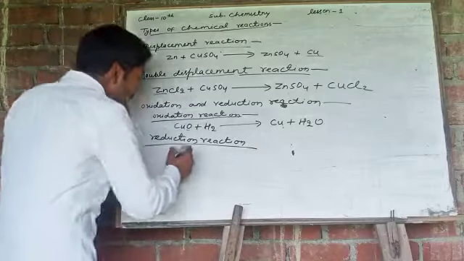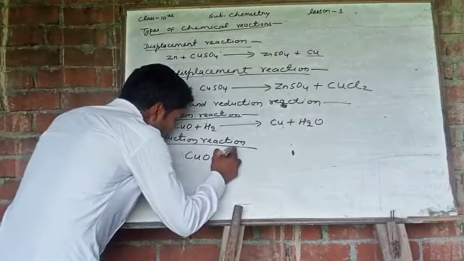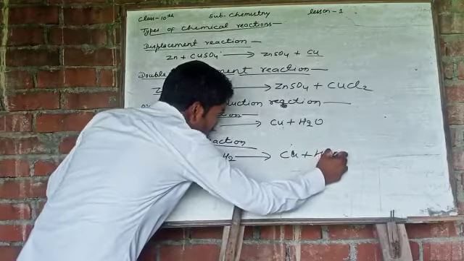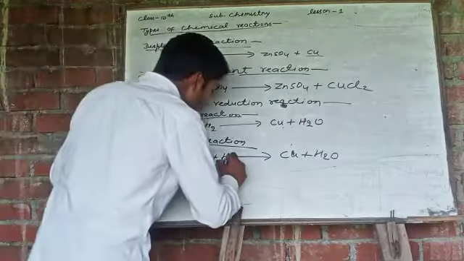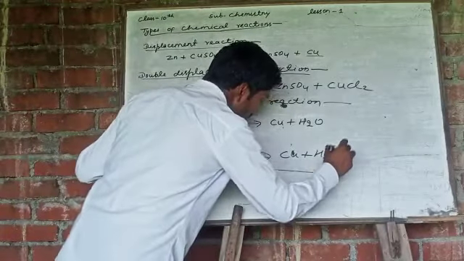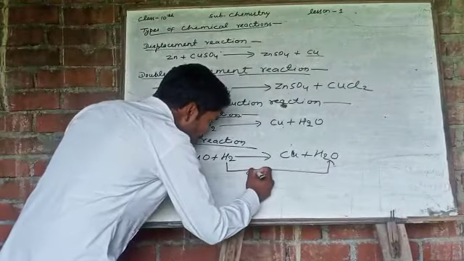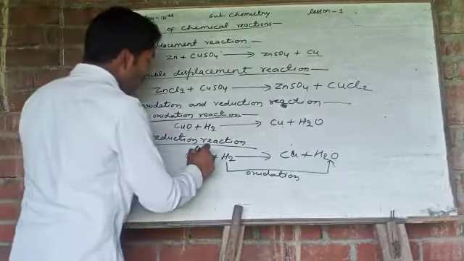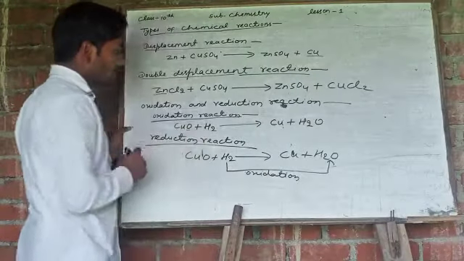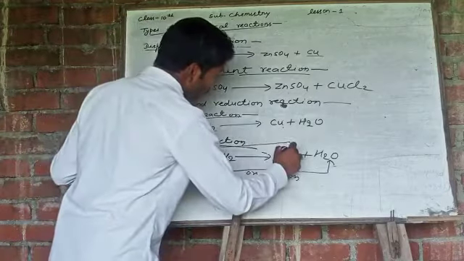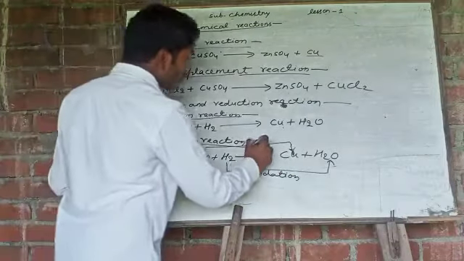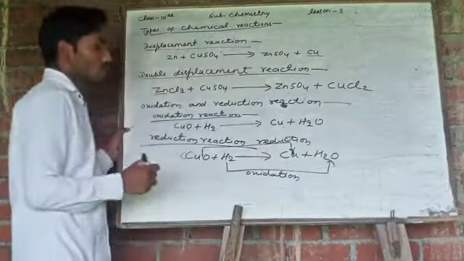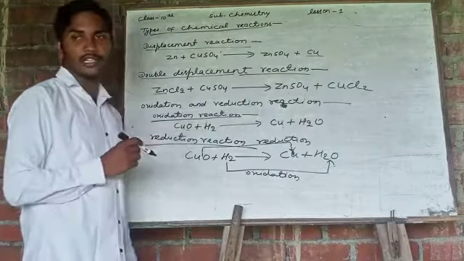We can consider the same example, CuO plus H2 is equal to Cu plus H2O. You can see here hydrogen is changing to H2O. So this is oxidation. And copper oxide is changing to copper, means oxygen is removed. So this one is reduction. So this is oxidation reduction reaction.